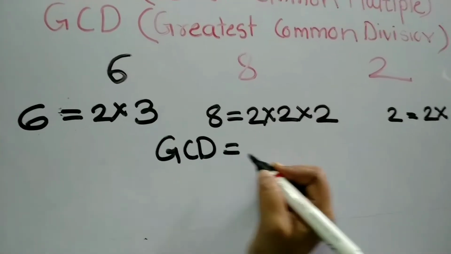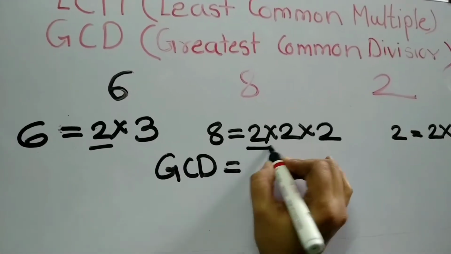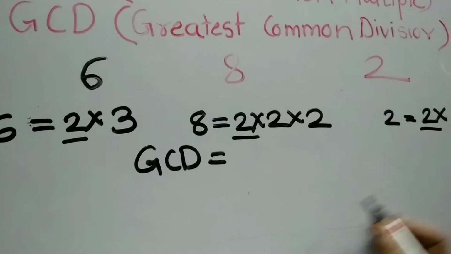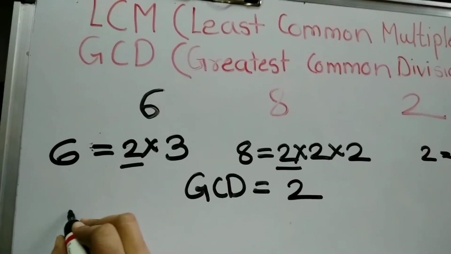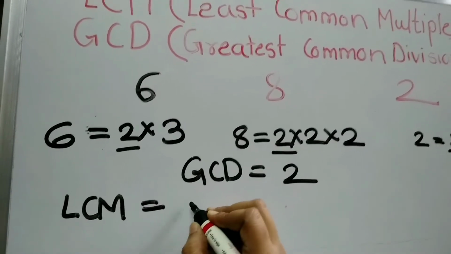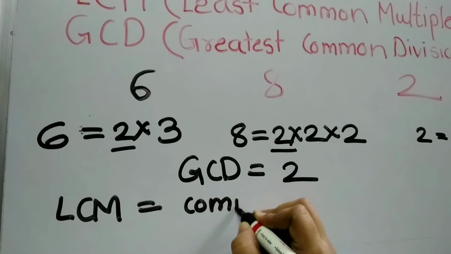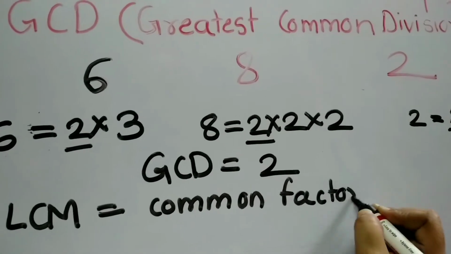Now, what is GCD? GCD is the common factor from all of this. That is, here 2 is the common factor. So, GCD is equal to 2. Now, similarly, what is LCM? LCM is equal to common factor into uncommon factors.